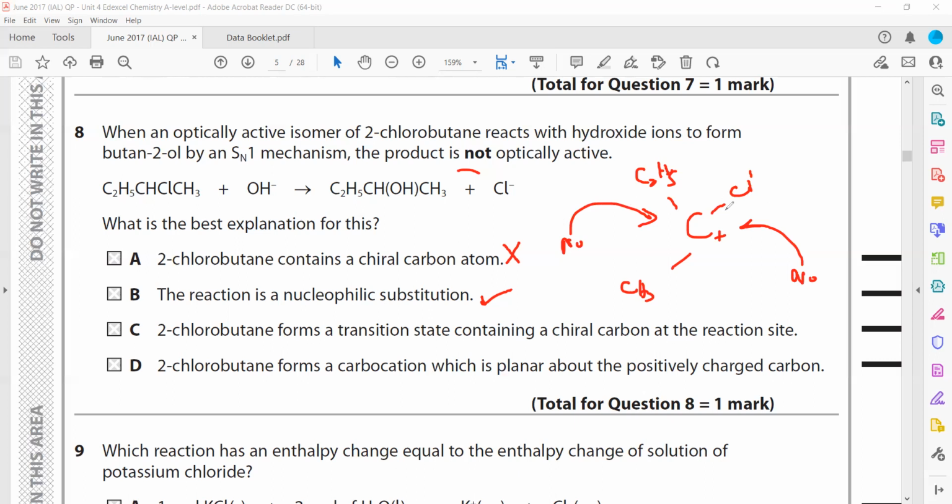And this chiral carbon, the idea is that the attacking nucleophile can attack from the left hand side or it can attack from the right hand side. So as a result, it will produce a racemic mixture. As a result of a racemic mixture, the product will be optically inactive. So D is the right answer. Both possibilities are there: 50% chance that the nucleophile can attack from the left hand side, 50% chance from the right hand side.